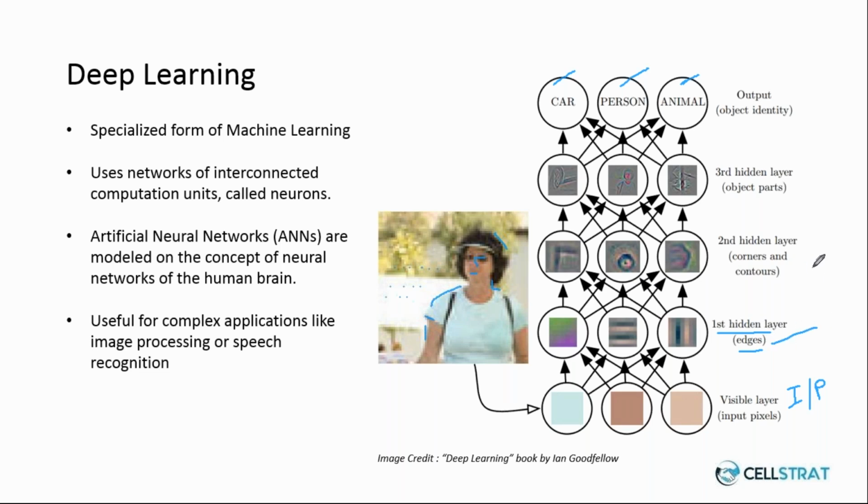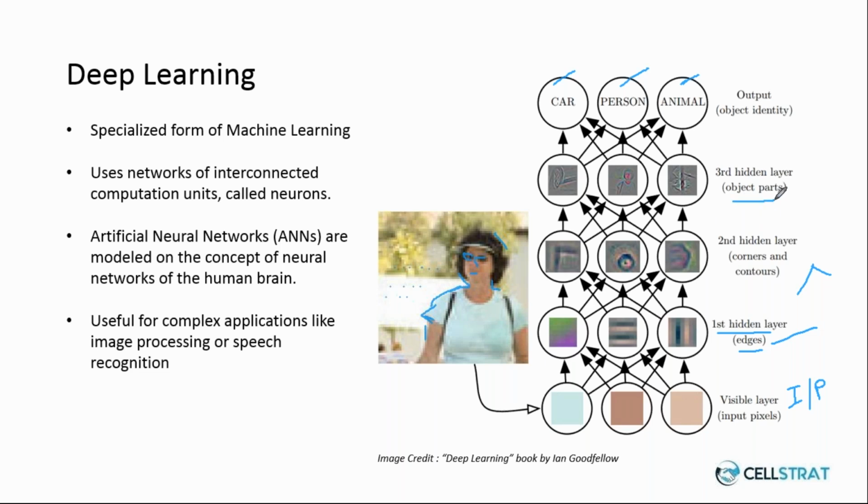The second hidden layer combines edges to detect corners and contours. So it will combine this edge and this edge, and it will detect a corner. It will combine this edge and this edge, it will detect this corner. It will combine this edge and this edge to detect this corner, right?